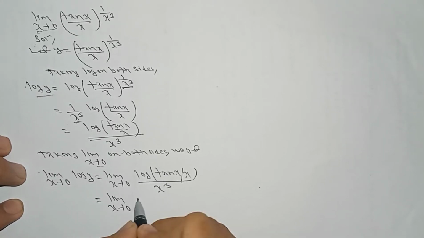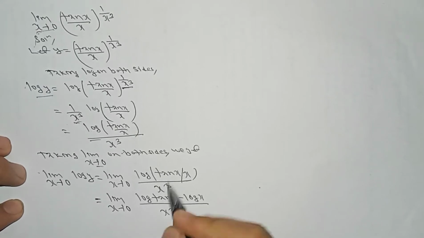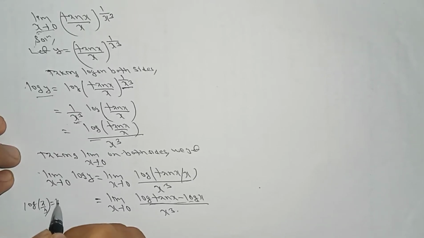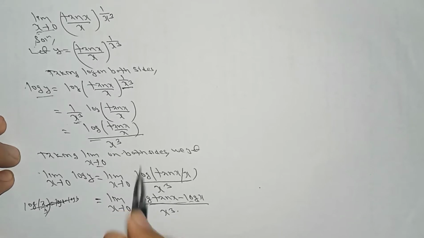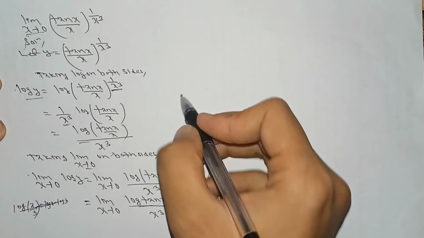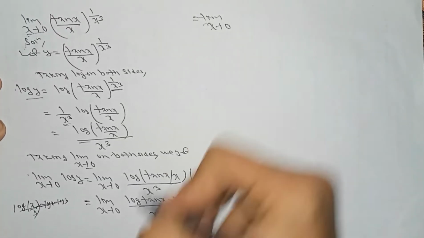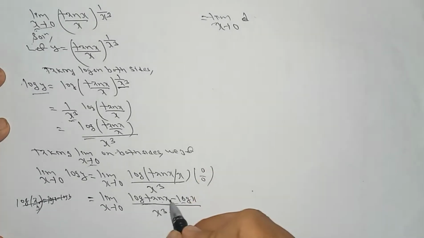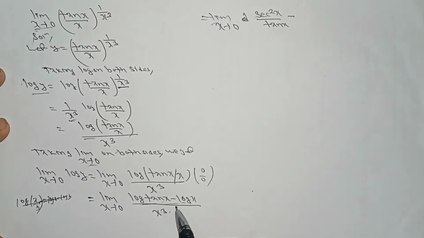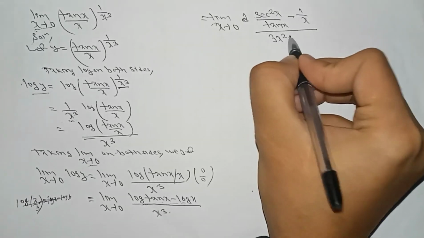Limit x tends to 0 of (log tan x minus log x) by x cube. Okay, so we apply the log formula, that is log a by b means log a minus log b. Okay, so here it is in the form of 0 by 0. So now for log tan x minus log x, we'll differentiate both the upper and lower part. So it is equal to limit x tends to 0 of d of log tan x minus log x: the derivative of log tan x is sec square x by tan x, minus the derivative of log x which is 1 by x, and the derivative of x cube is 3x square.